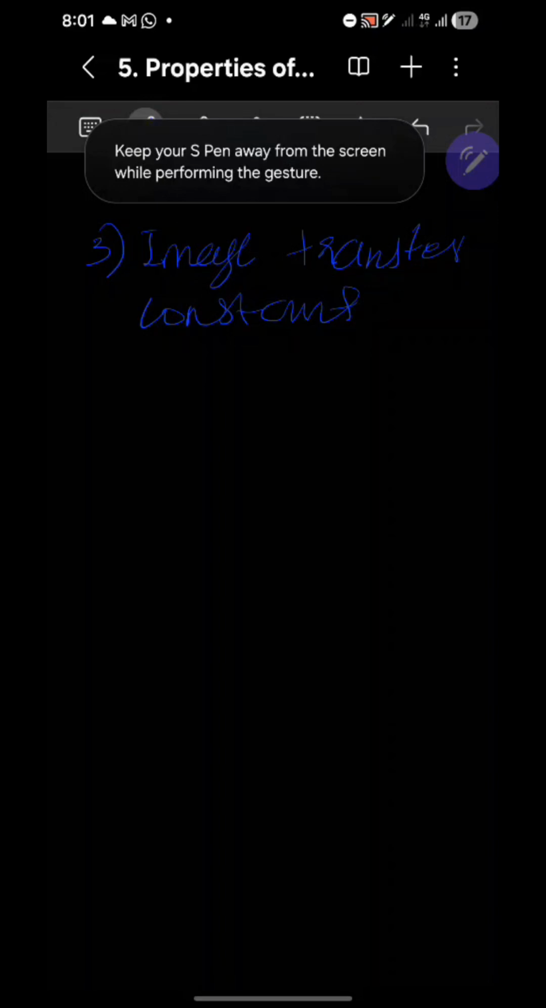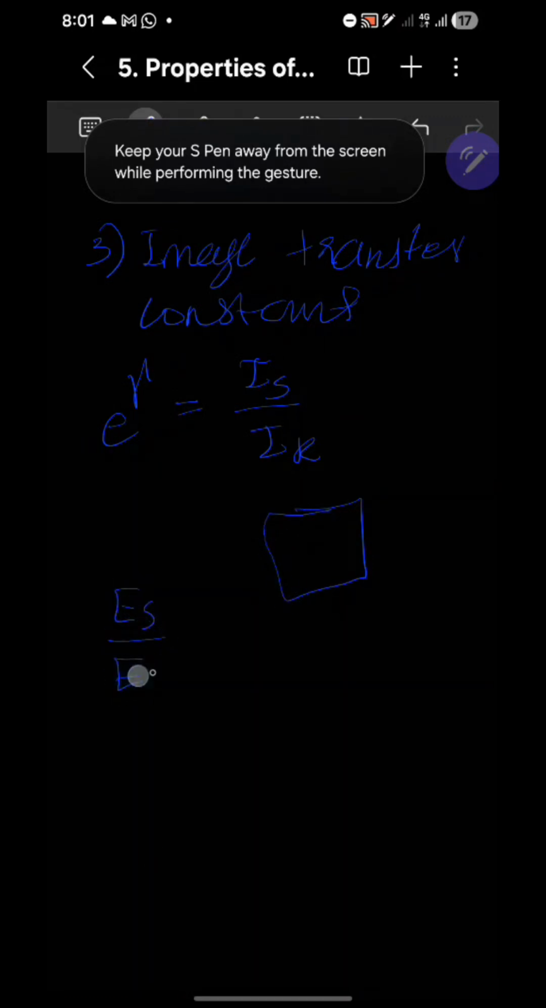Next one is the image transfer constant. Before discussing this one, in the case of a symmetrical network, we have defined the ratio IS by IR as the propagation constant. That means e raised to gamma is equal to IS by IR, or gamma is equal to ln IS by IR. So in the case of a symmetrical network, ES by ER, that means the voltage ratio, and the current ratio will be the same. This is clear, right? Why is this the same? Because when it is terminated with characteristic impedance, this ratio will be the same.